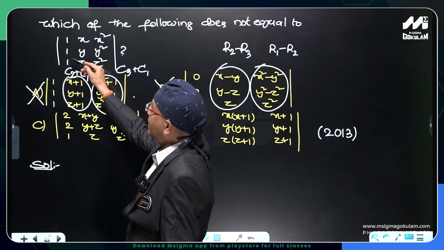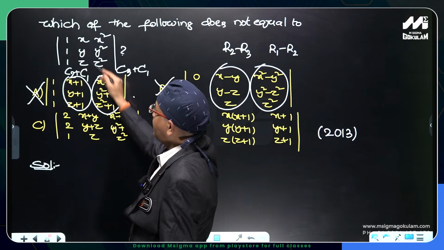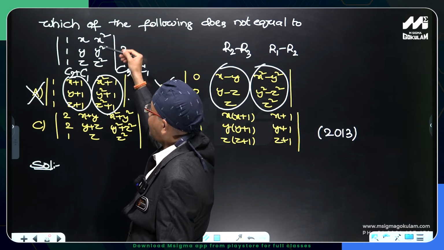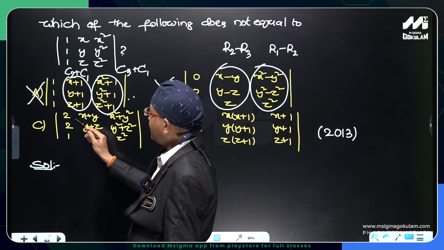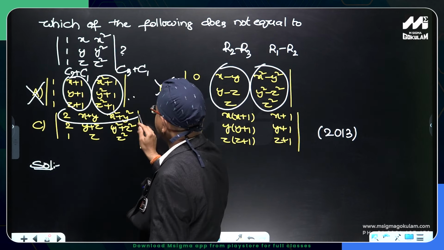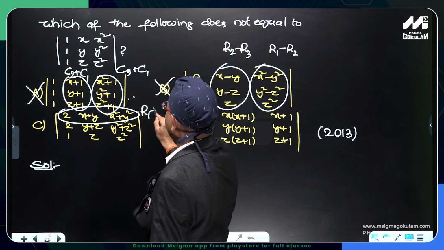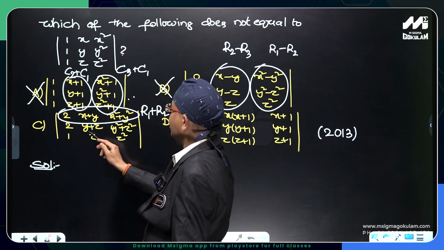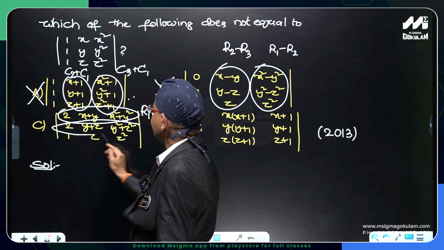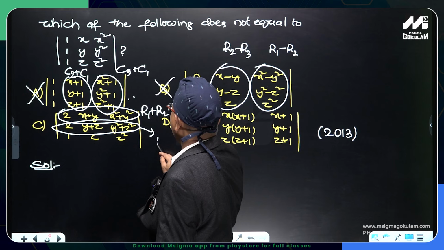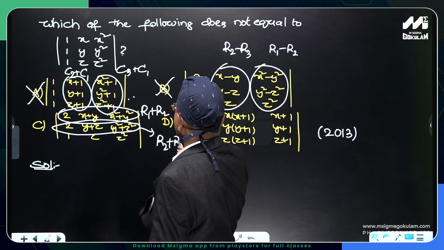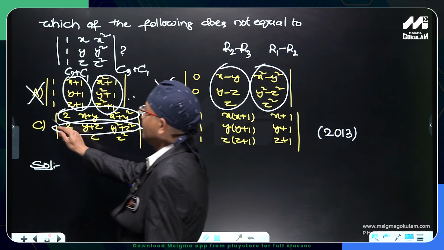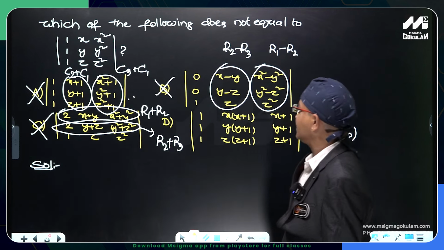Here you observe 1, 1, 1. Here 2, 2, 1, x plus y, y plus z. So x plus y means you have to add x plus y, x square plus y square, 1 plus 1, 2. That means this is coming by R1 plus R2. Similarly, y here, z here, y plus z, y square plus z square, easy to observe. It is coming by R2 plus R3. So again, adding or subtraction will not change the determinant. That is also not correct.